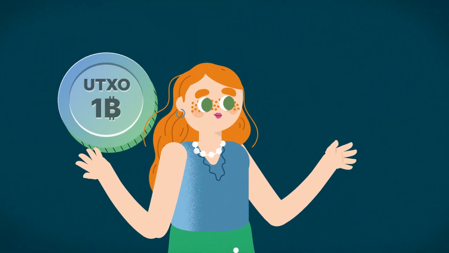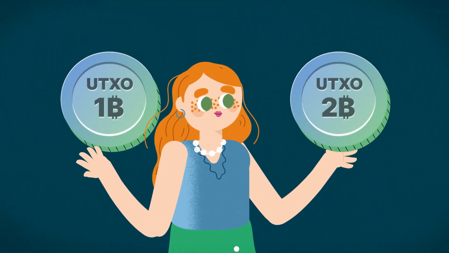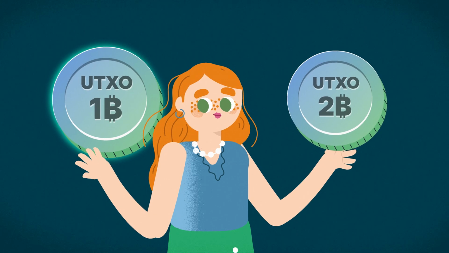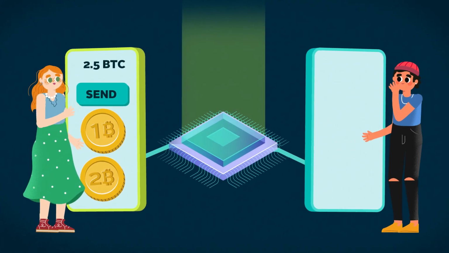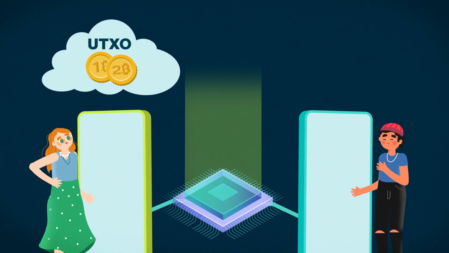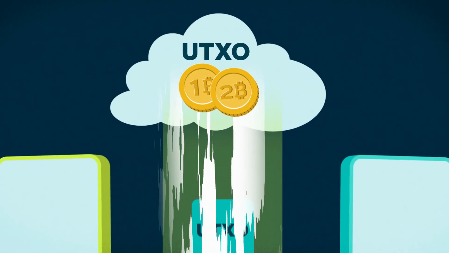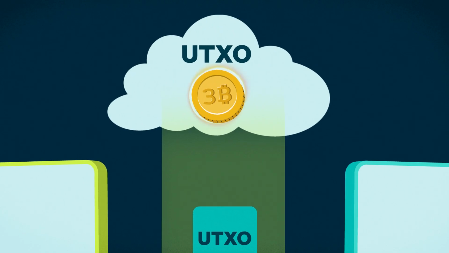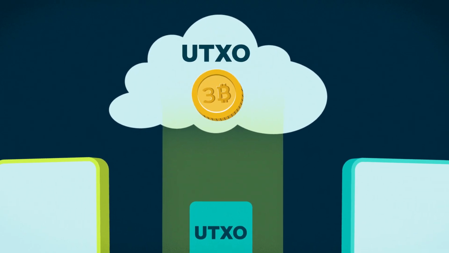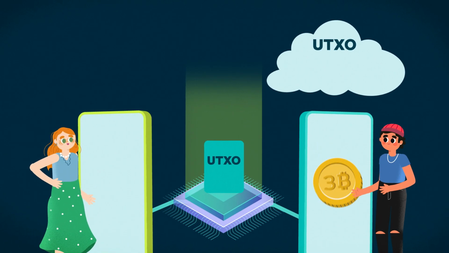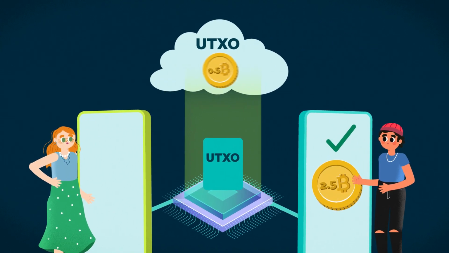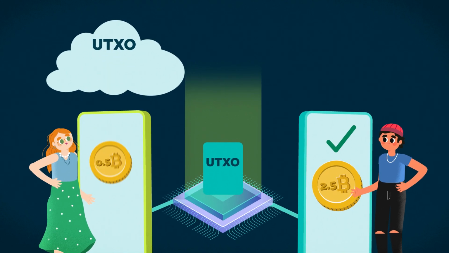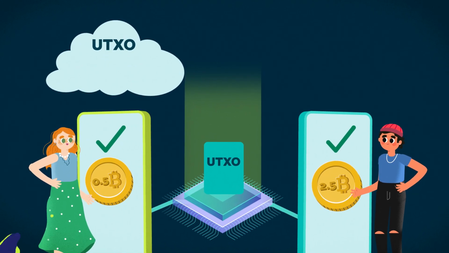So for example, suppose you have 2 UTXOs, one worth 2 Bitcoins and another worth 1 Bitcoin. Now, if you want to send 2.5 Bitcoins to Jamie, the transaction involves fully spending these 2 UTXOs, totaling 3 Bitcoins, as inputs. In this case, the newly created outputs would be a 2.5 Bitcoin UTXO to Jamie and a 0.5 Bitcoin UTXO returned to you.